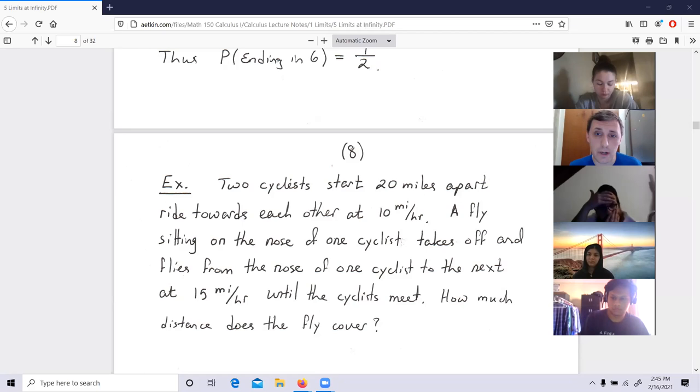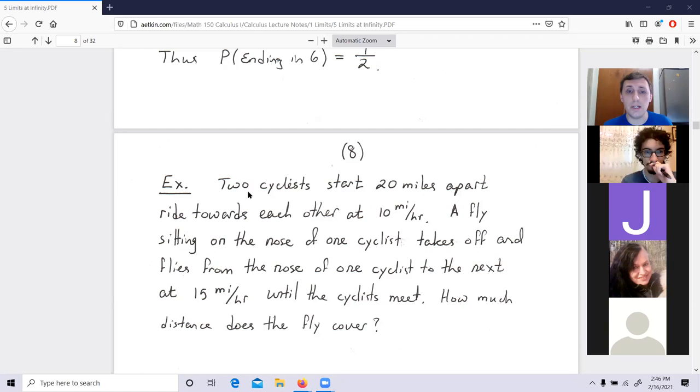Okay. So here is that question, guys. Two cyclists start 20 miles apart. They ride towards each other at 10 miles per hour. You understand? A fly sitting on the nose of one person immediately takes off and flies to the nose of the other person at 15 miles an hour.